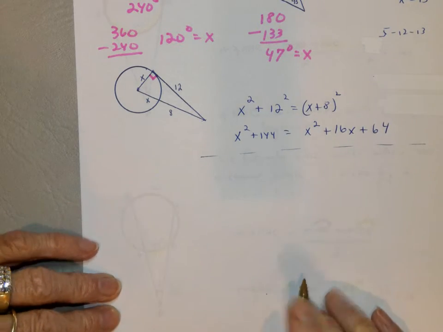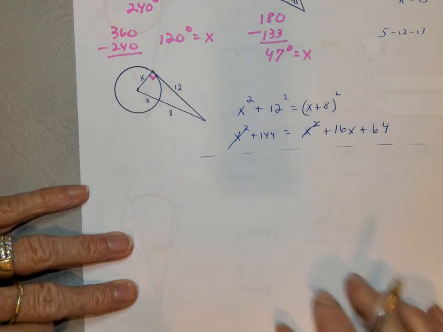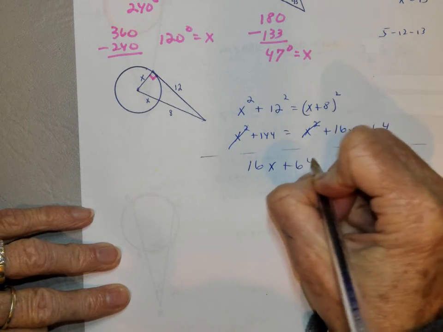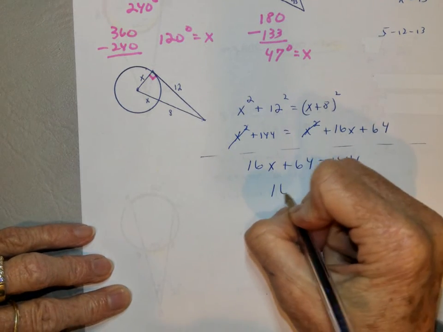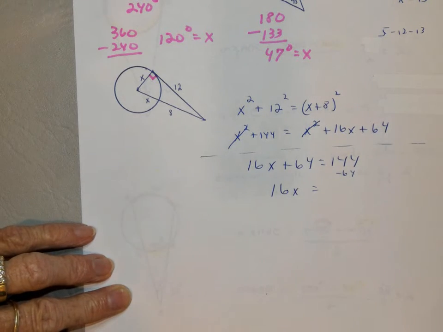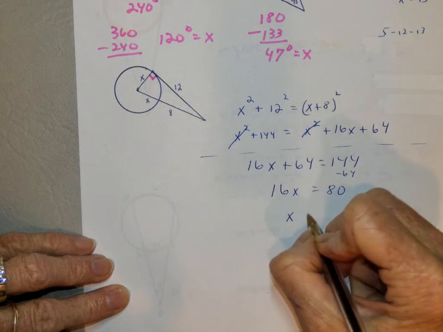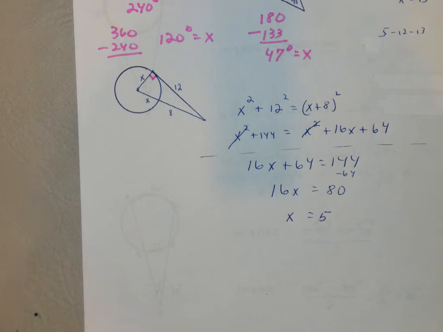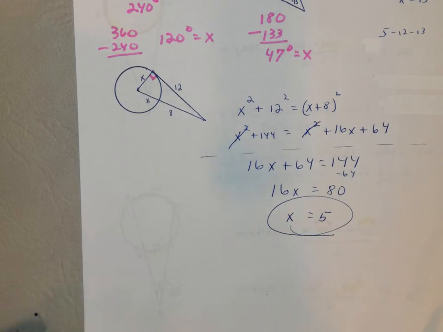64. Well, because we have the x squareds on both sides, when I subtract x squared, these will cancel out. So we're just left with 16x plus 64 is equal to 144. So we're going to subtract 64, so we get 16x is equal to 144 minus 64, which is going to be 80. And then we're going to divide by 16 to get x equals 5. I believe x would equal 5 because 16 times 5 gives us 80. So x is equal to 5. And we got our answer.